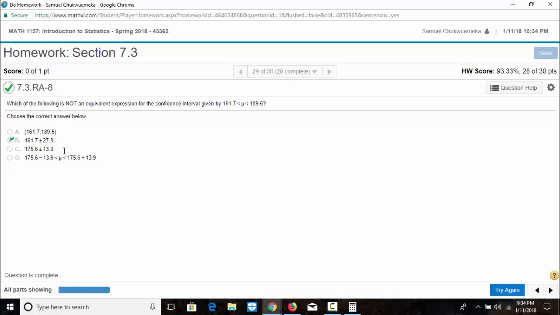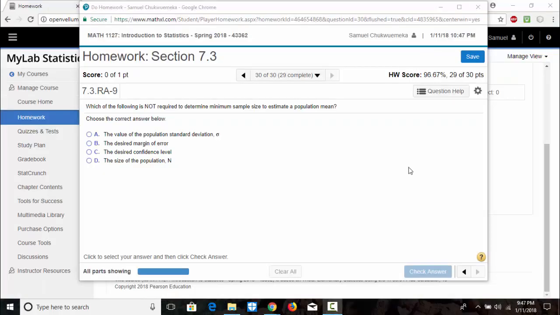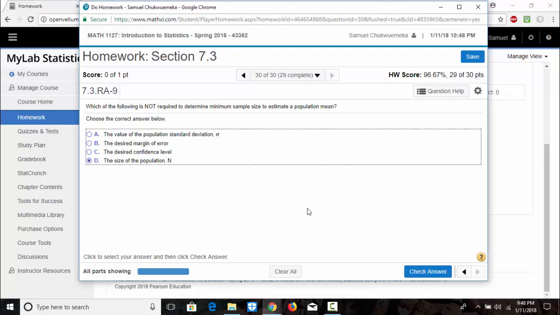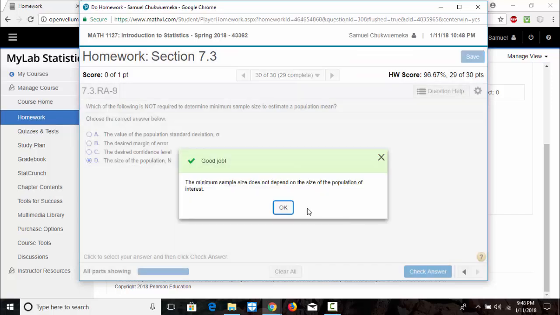Okay. Question 30. Which of the following is not required to determine minimum sample size to estimate a population mean? A, the value of the population standard deviation. No, we need that. B, the desired margin of error. We need that. C, the desired confidence level. We need that. D, the size of the population. We do not need it. So D is the correct option.